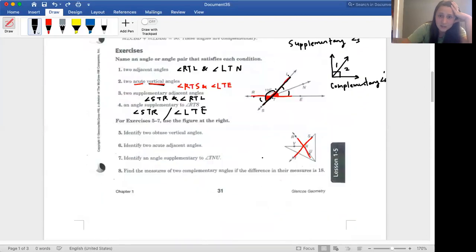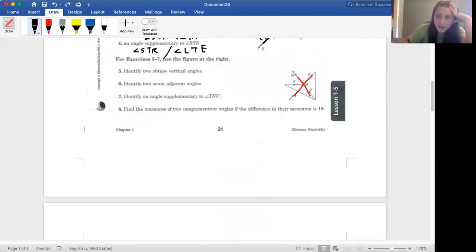That would be TNR, so angle TNR, and UNS, angle UNS. That would be my answer.